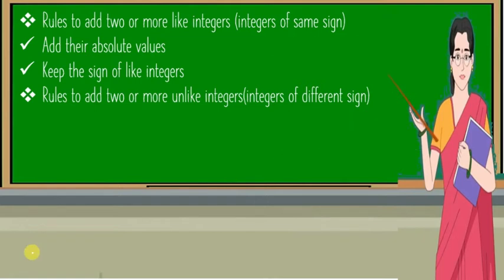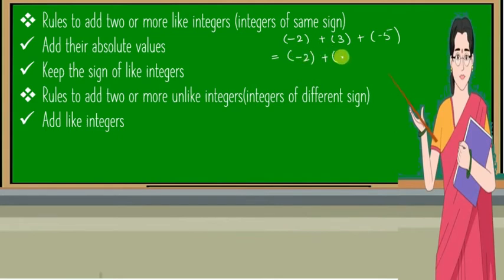Now we'll learn how to add more than two unlike integers. So suppose you have -2 plus 3 plus -5. First of all, we'll write the like integers together. So -2 and -5 are like integers, so I'm writing them before 3, and then you have this +3. Now add these like integers. As my step says, add the like integers. Their absolute values are 2 and 5. So 2 plus 5 is 7. And the like integers have negative signs, so apply the negative sign. We'll use these rules to add them. So we get -7 plus 3.